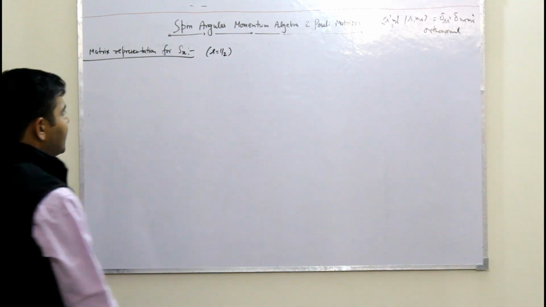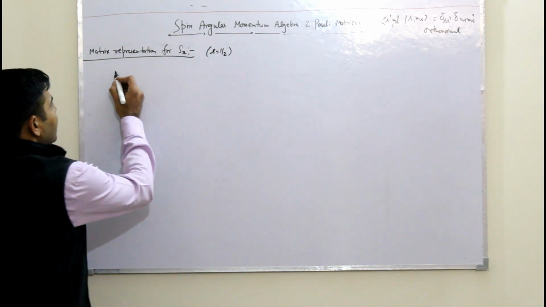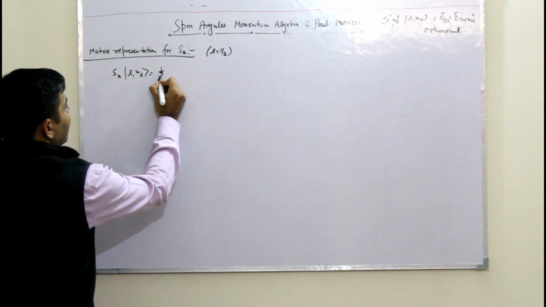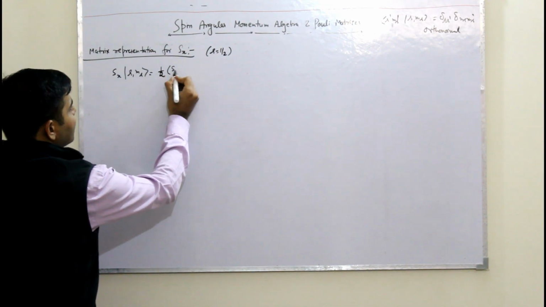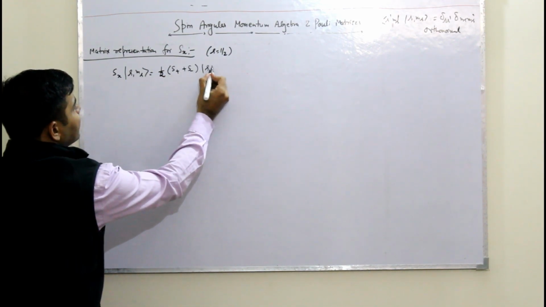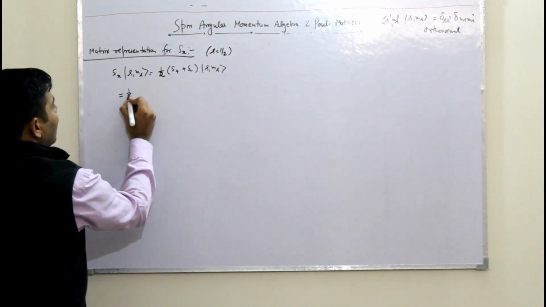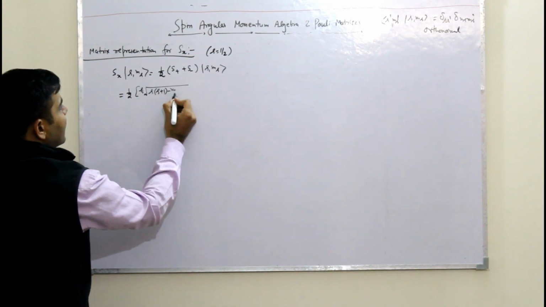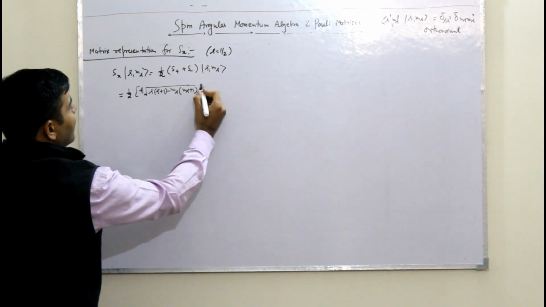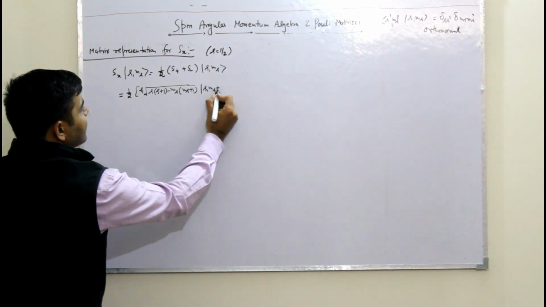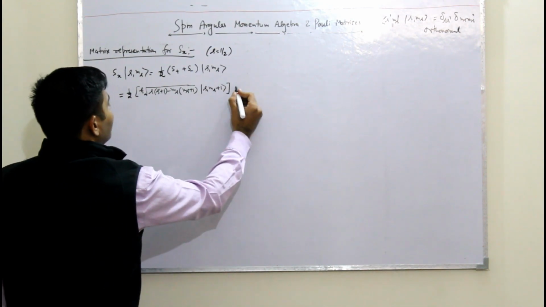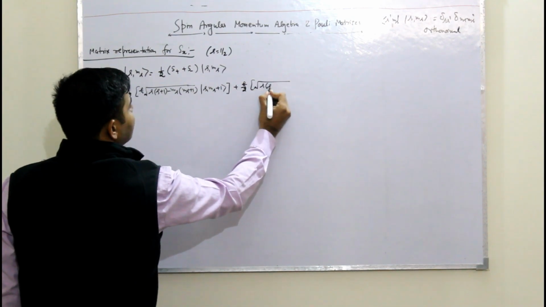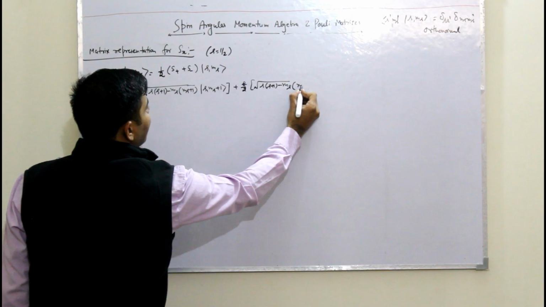The matrix representation for sx can be written as follows. The action of sx on s comma ms can be found with the help of the expression of sx in terms of s plus and s minus, which is s plus plus s minus over 2, acting on s comma ms. This will give us half of h cross under the root s into s plus 1 minus ms into ms plus 1, s ms plus 1, plus h cross by 2 under root s into s plus 1 minus ms into ms minus 1, s ms minus 1.